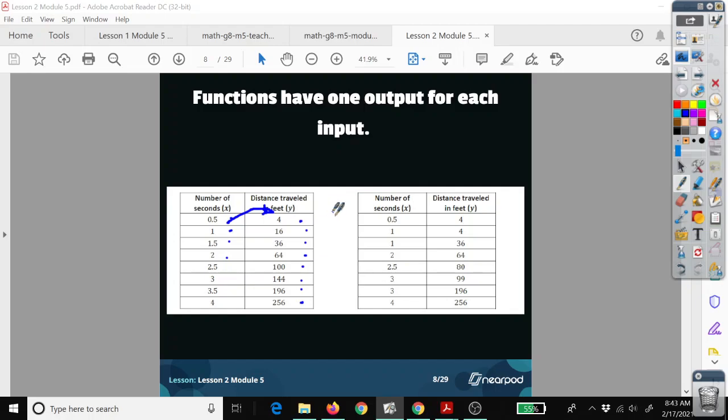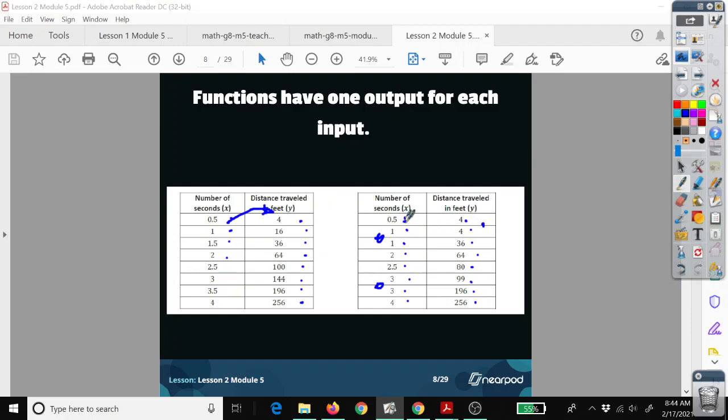Here we have 0.5, we have 1, we have 1 again, we have 2, 2.5, we have a 3 again, and a 4. So we have some x's are repeating. Let's take a look at our y's. We have a 4 and a 4. We have a 36, 64, 80, 99, 196, and 256.